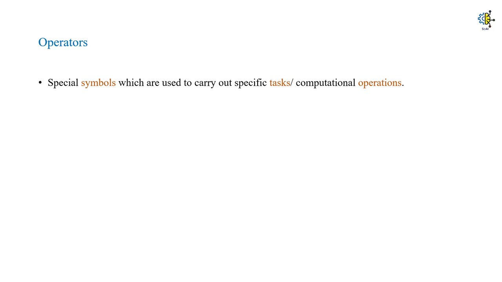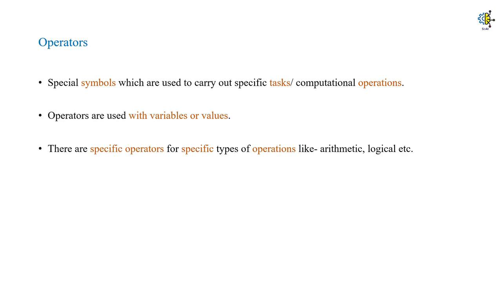What are operators? Operators are special symbols which are used to carry out specific tasks or computational operations. These are used to carry these operations out upon variables or values. There are specific operators for specific types of operations like arithmetic operations, logical operations, etc.